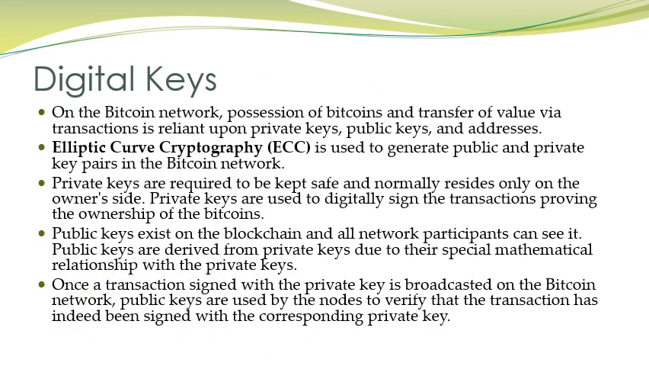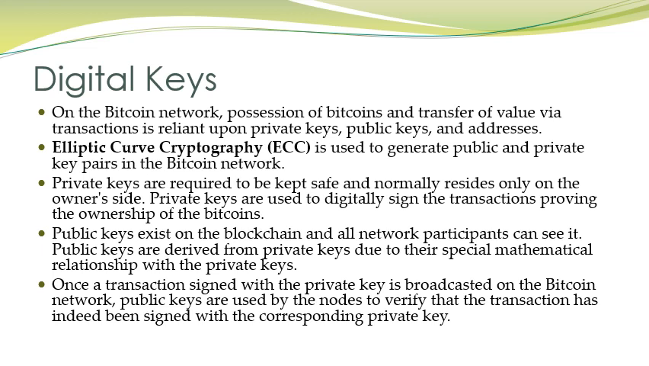So the first component of Bitcoin is digital keys. On the Bitcoin network, possession of Bitcoins and transfer of value via transactions relies upon private keys, public keys and addresses. And for generating the public key and private key, the Bitcoin network uses elliptic curve cryptography, ECC.